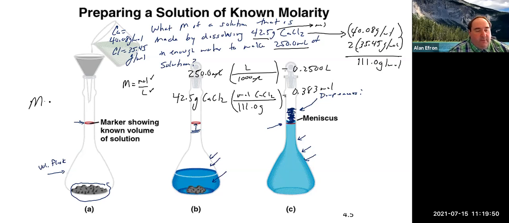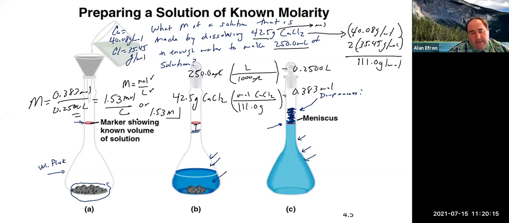We now have both of the things that we need. So the molarity would be 0.383 moles divided by 0.25 liters. That is going to get us, we'll call it, 1.53. And the answer here would be 1.53. The units don't cancel, so moles per liter, or you could write 1.53 big M.